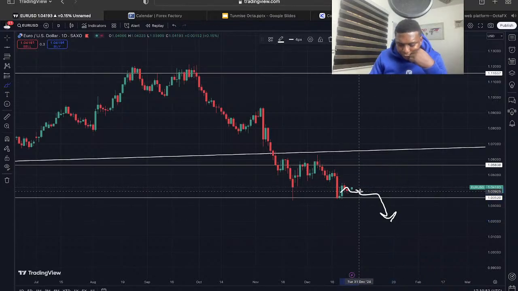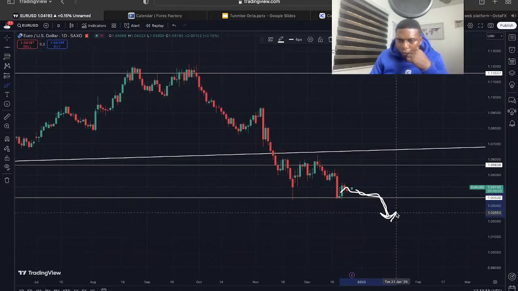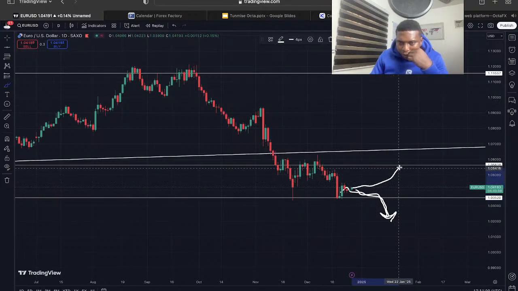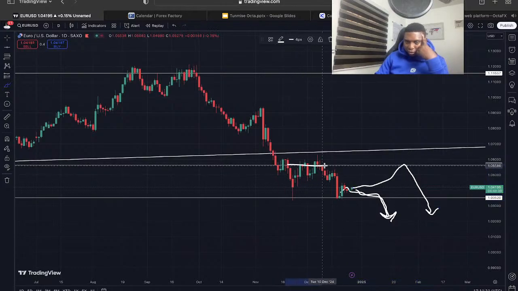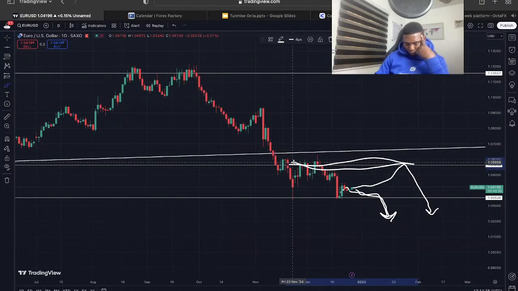Now, this rally might just happen here, and then the breakdown will just continue. Or this rally might go up here, and price would continue going down. So this is what we envisage on this analysis. Price can rally at this level and continue going down, and price can rally up to this support zone, to this resistance zone, and continue going down.